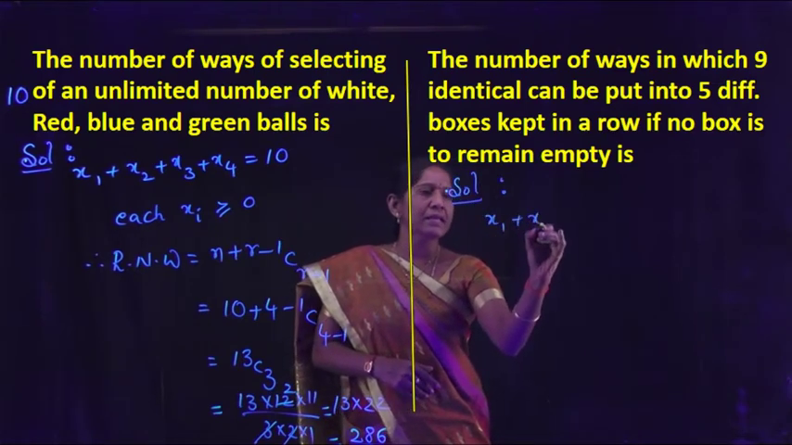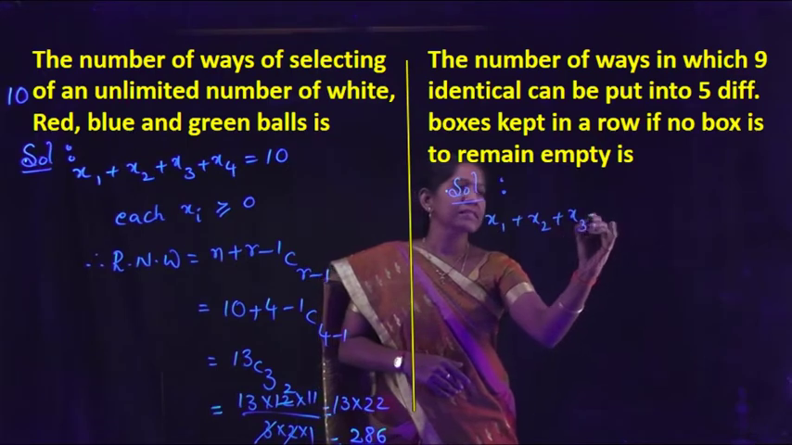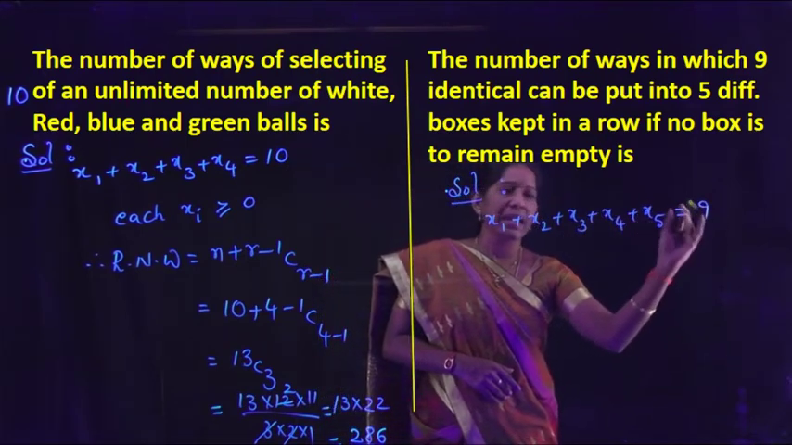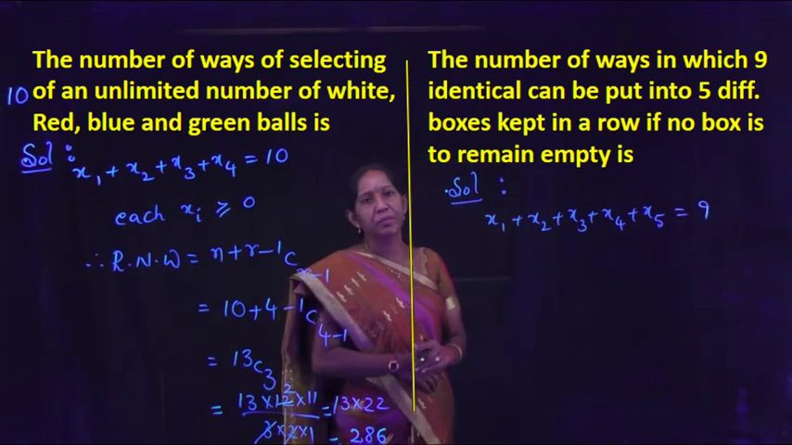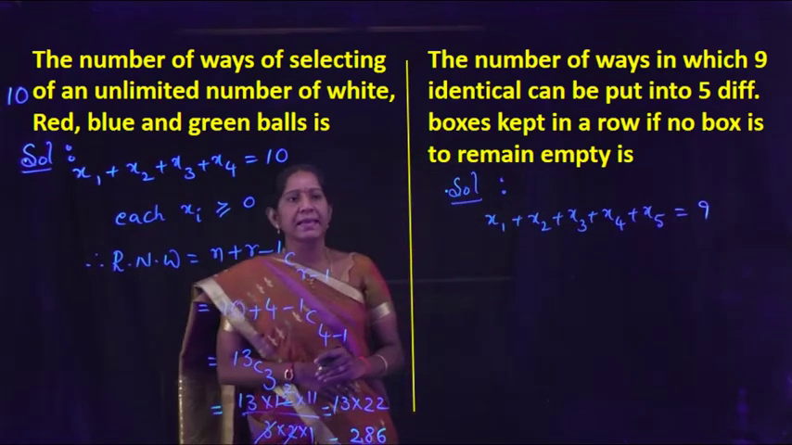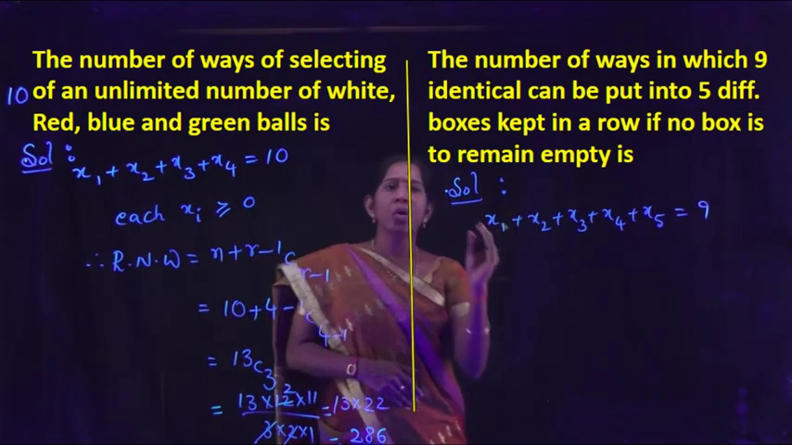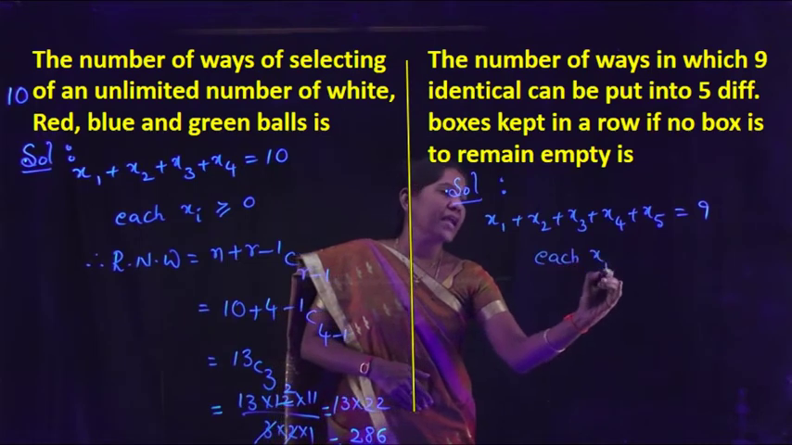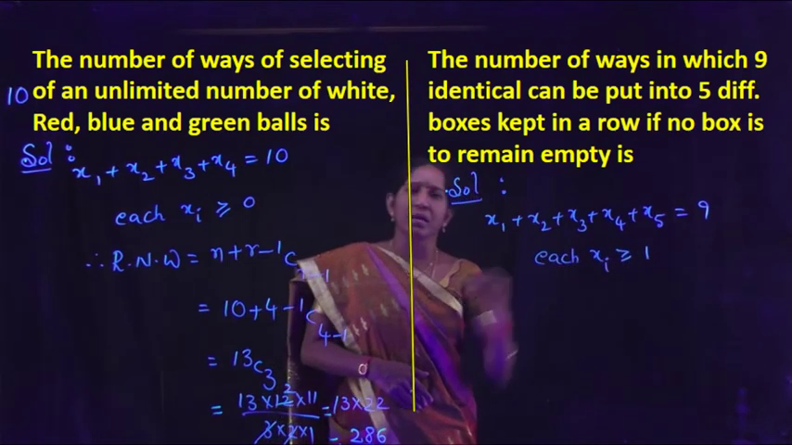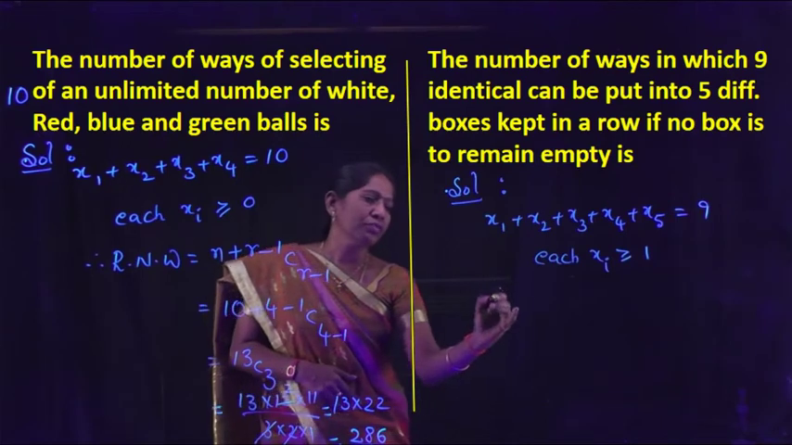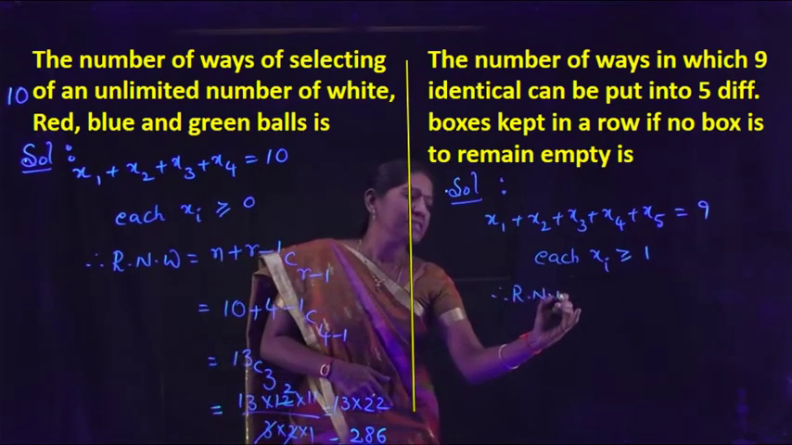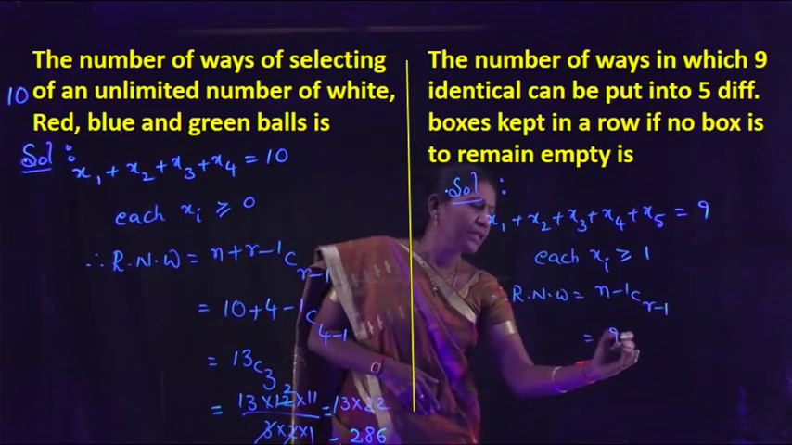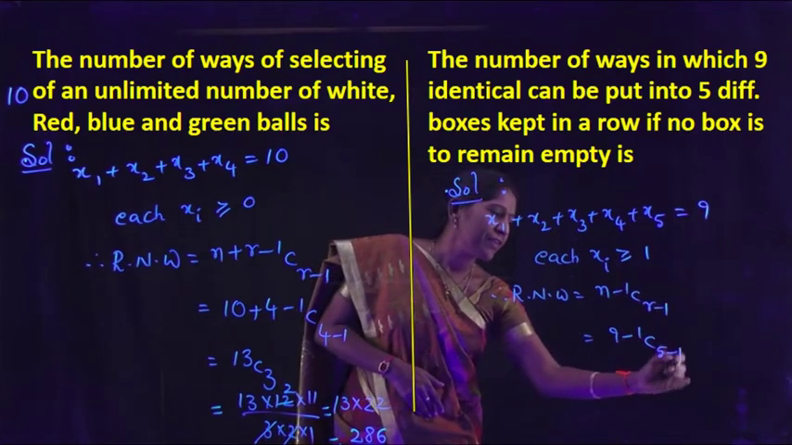x1 plus x2 plus x3 plus x4 plus x5 equal to 9. 9 identical things can be put into 5 different boxes. Then given here no box is to remain empty. That means each xi greater than or equal to 1. Required number of ways is n minus 1 C r minus 1. That is 9 minus 1 C 5 minus 1.